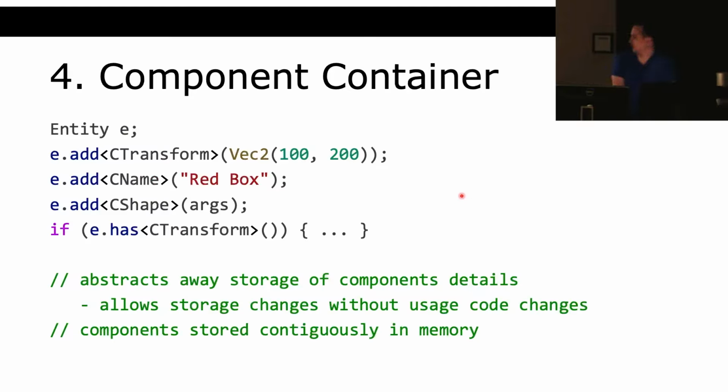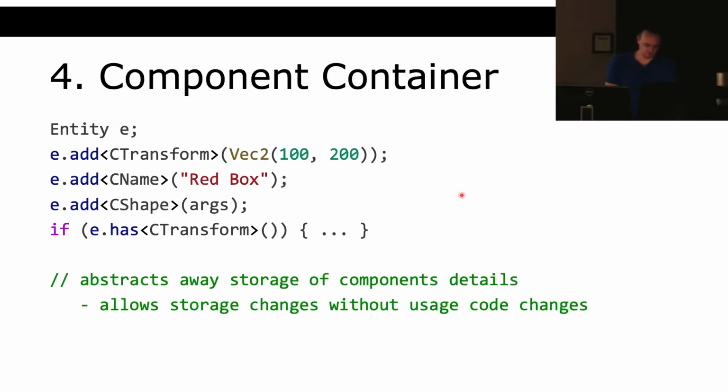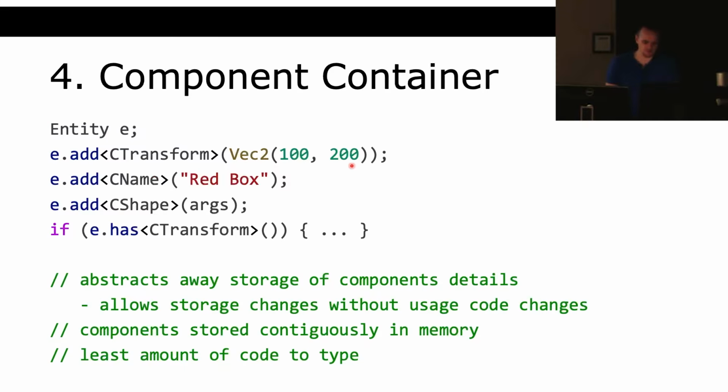The good thing here is that components are stored contiguously in memory if you can figure out how to do it without using inheritance, which is a huge pain. But if you do use inheritance and you have pointers here, then those things are no longer guaranteed to be contiguous in memory. So that's not good. This is the least amount of code to type, which is really nice. It's less code than before.